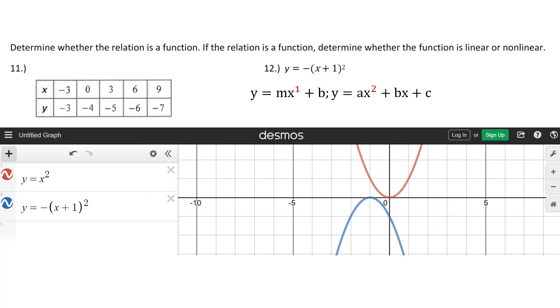So you weren't asked to graph this, but I just want you to get familiar with what these things look like. And again, if you were to draw vertical lines through either one of these parabolas, would the vertical line test be passed?